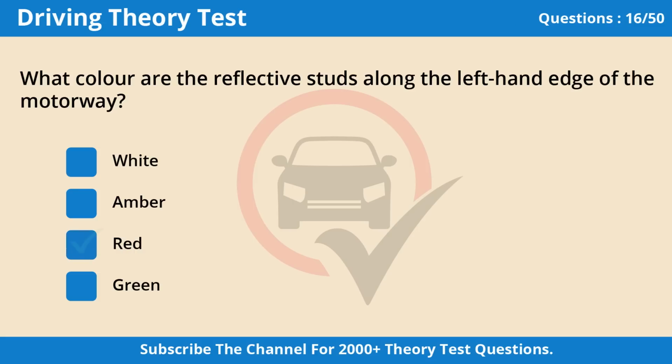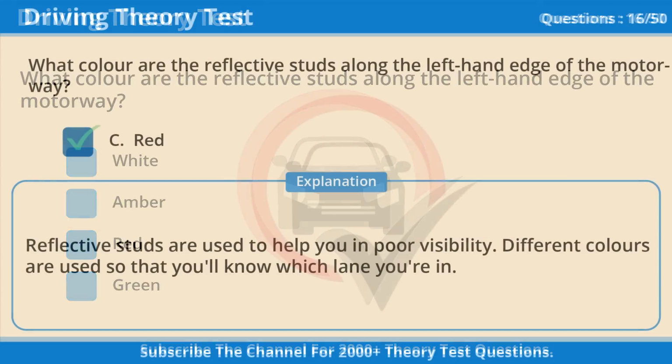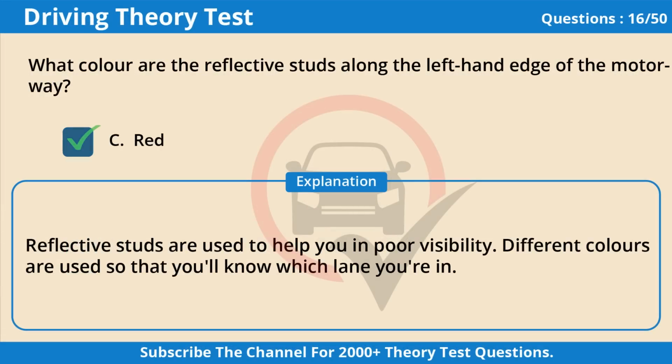C. Red. Reflective studs are used to help you in poor visibility. Different colors are used so that you'll know which lane you're in.